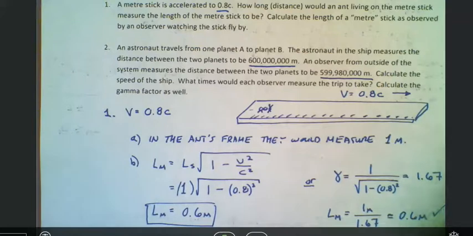And then what you're going to do is work on the time dilation questions and the other two questions, which are the ones dealing with length contraction.